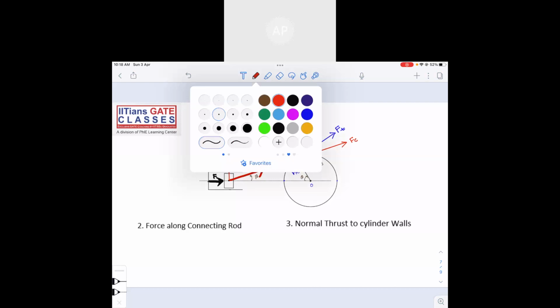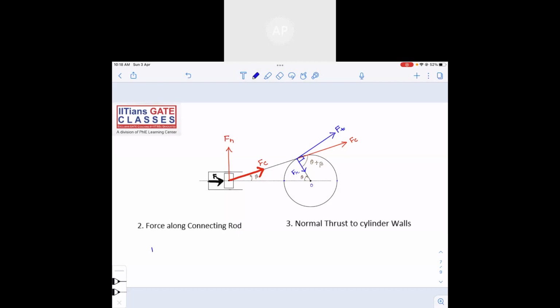How to find out? Can I say that Fc cos beta is equal to F? Yes or no? Fc I can resolve into two parts: this is Fc cos beta and this is Fc sine beta. So Fc cos beta is equal to F. So what is Fc? The value of Fc, the force along the connecting rod, can be written as the piston effort F divided by cos beta.